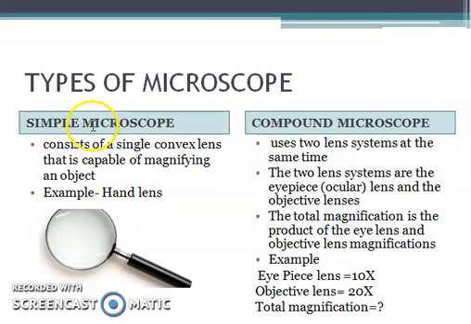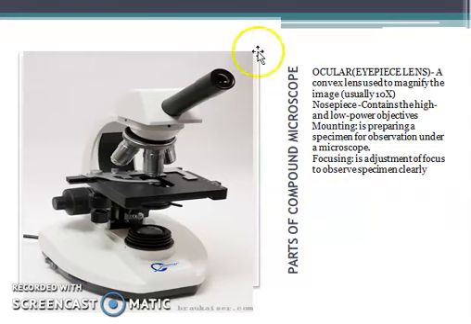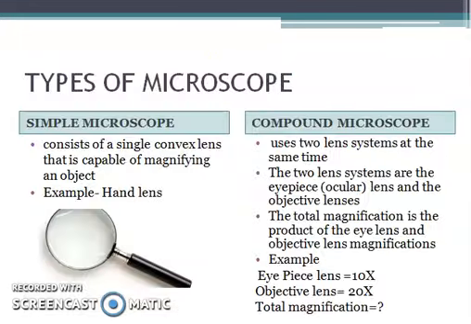So we have the simple microscope and the compound microscope. A simple microscope consists of a single convex lens that is capable of magnifying an object. For example, this hand lens has only one lens. A compound microscope uses a two lens system at the same time. Let me show you a photo so you understand more clearly. Here we have the eyepiece lens or the ocular lens, and here we have the objective lenses. So we use two lenses at the same time. That is what we call a compound microscope.